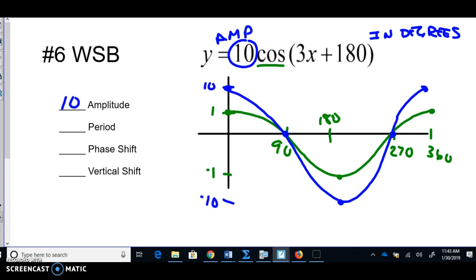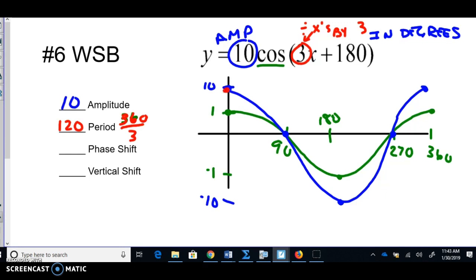The period in degrees is 360 divided by that coefficient. Again, it is the normal period divided by 3, so 120. The other thing that that 3 does is that it divides your x's by 3. So take all of these important x's and divide them by 3.